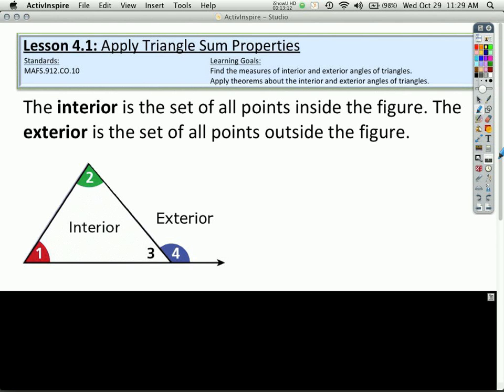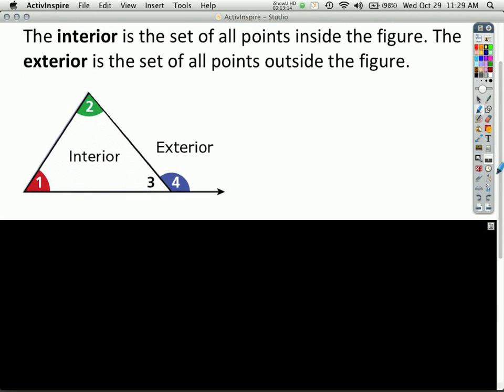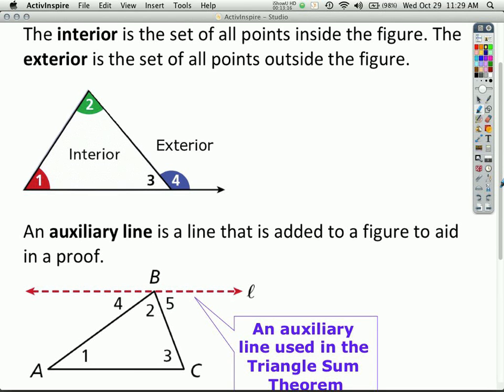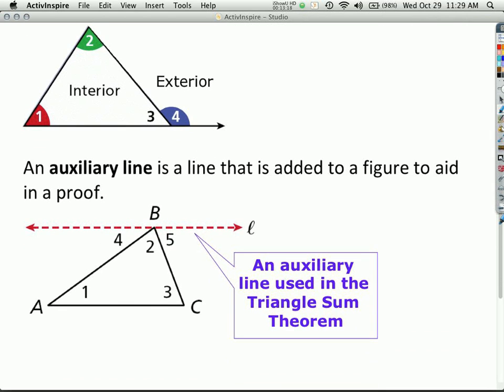You are also going to start seeing something called an auxiliary line. And you're not going to see the term auxiliary line. You're just going to see the line. You just have to know what it is. It's a line that's added to a picture. So it might be added by you. And when you add an auxiliary line, what it does is it actually allows us to prove some things that you couldn't without it.